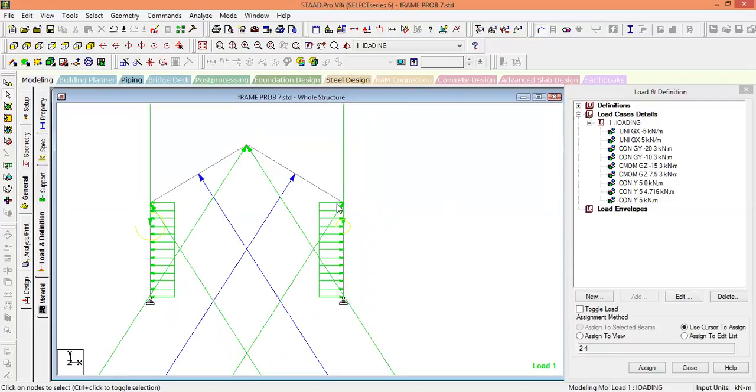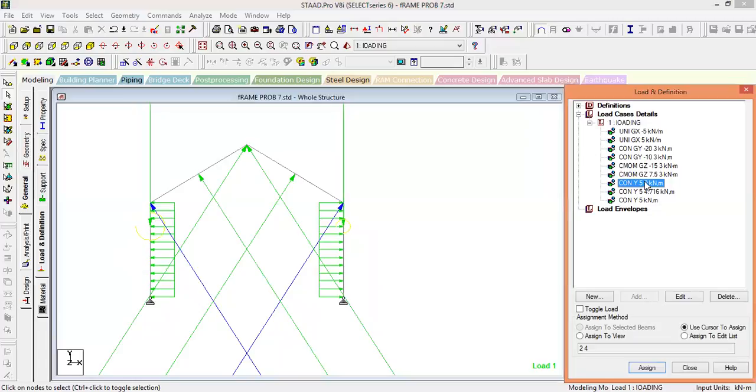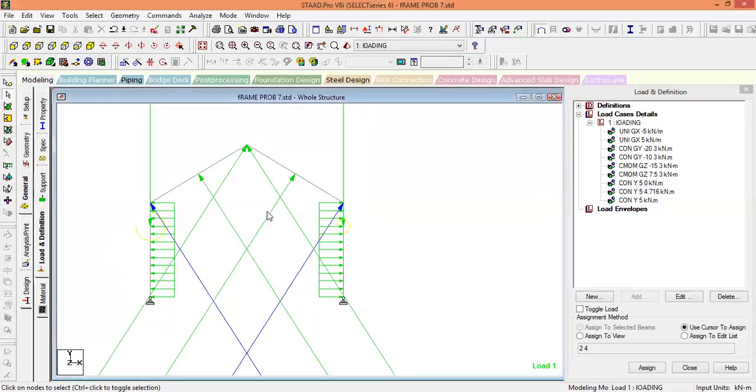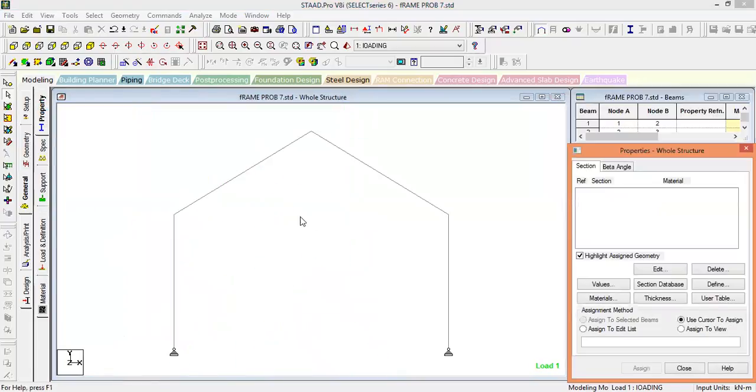Now all the loads have been assigned. You should note that these are local forces. You should apply them only in the local direction, and you should know which is the local positive direction. Now we have applied all the load, and let us provide the properties.